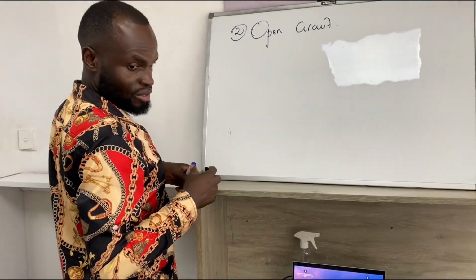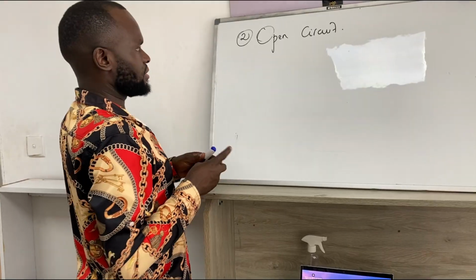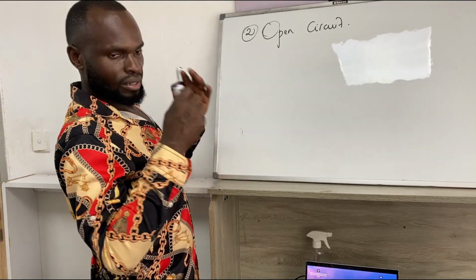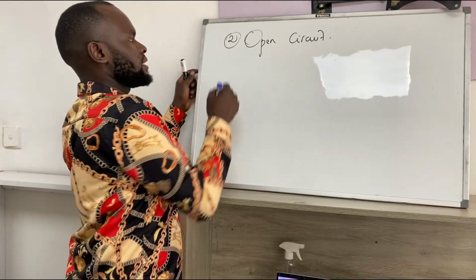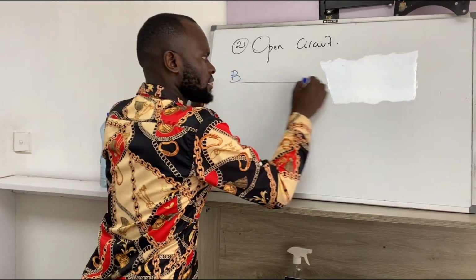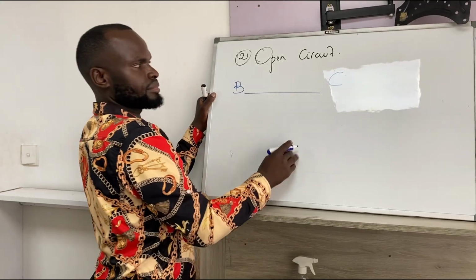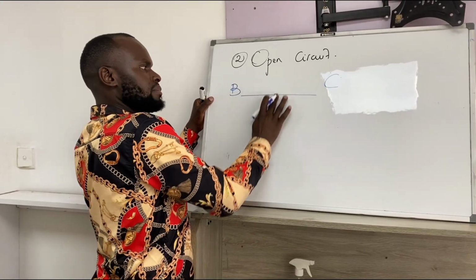So for continuity mode, I'll give you the notes later. In an open, we have a complete circuit from point A to point B. Now let us take another reference, point B to point C. Now point B, C, there is a breakage in between.